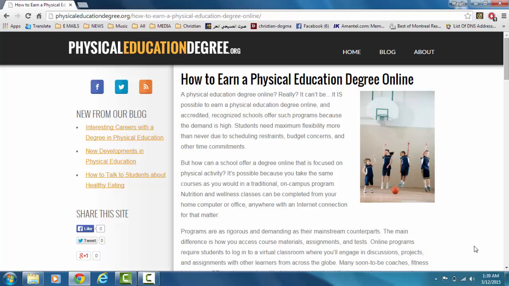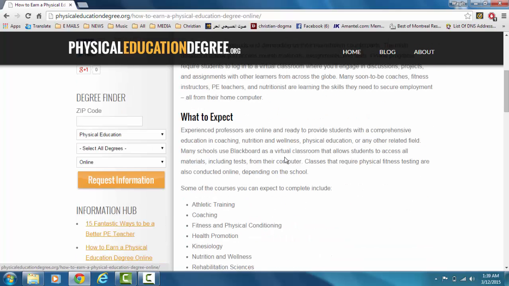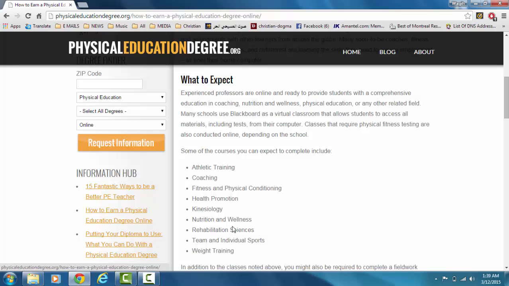Secondly, the second biggest point of this website, it shows you how you can earn your physical education degree online. First of all, it starts by telling you what to expect when you're taking the degree. It tells you that there's going to be athletic training, coaching, fitness and physical conditioning, health promotion, kinesiology, nutrition and wellness, rehabilitation sciences, team and individual sports, and weight training.